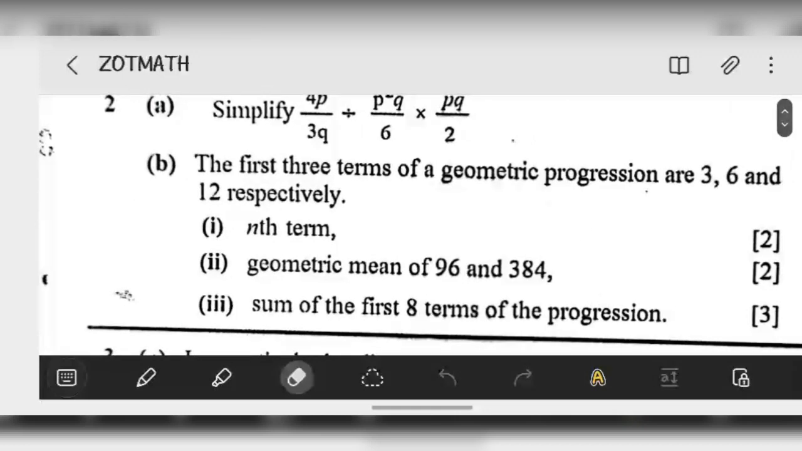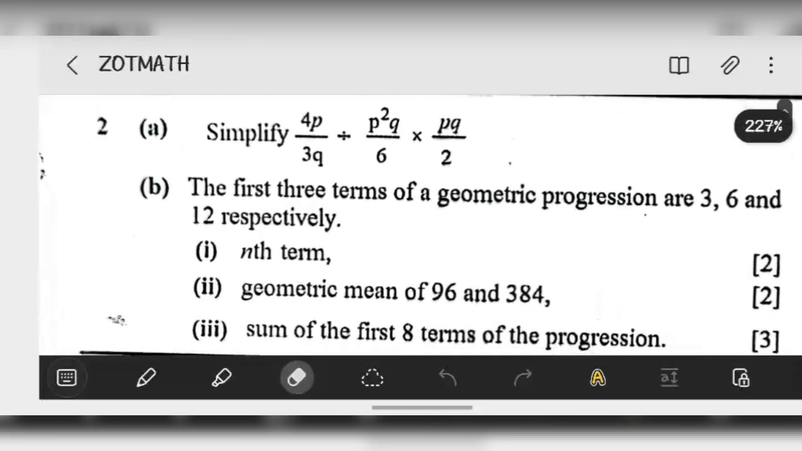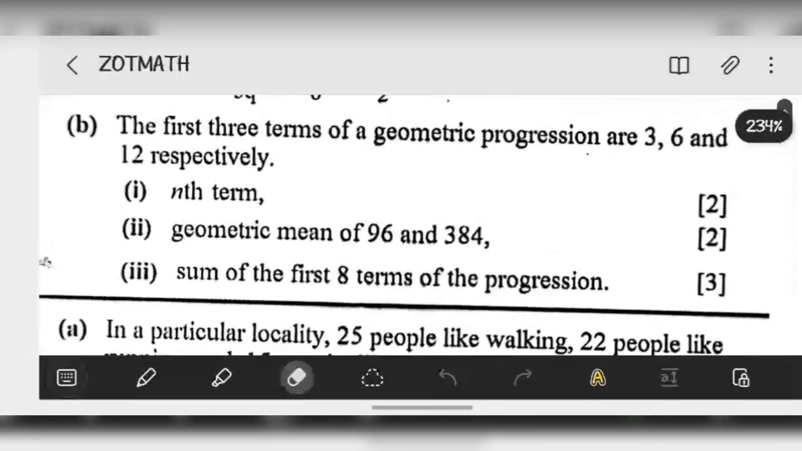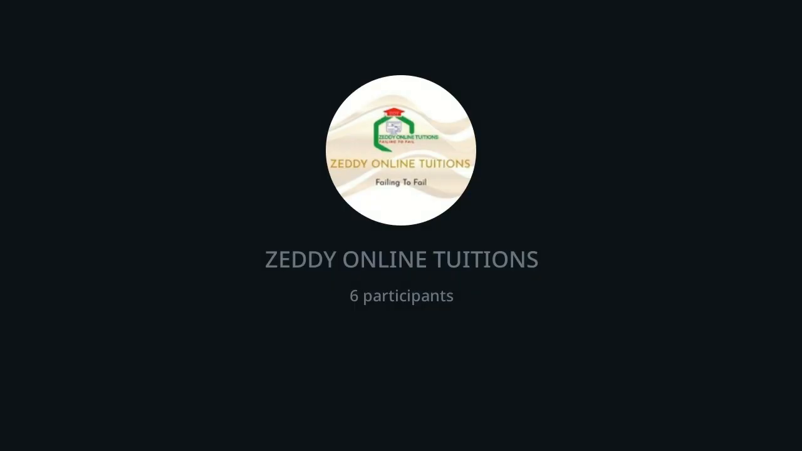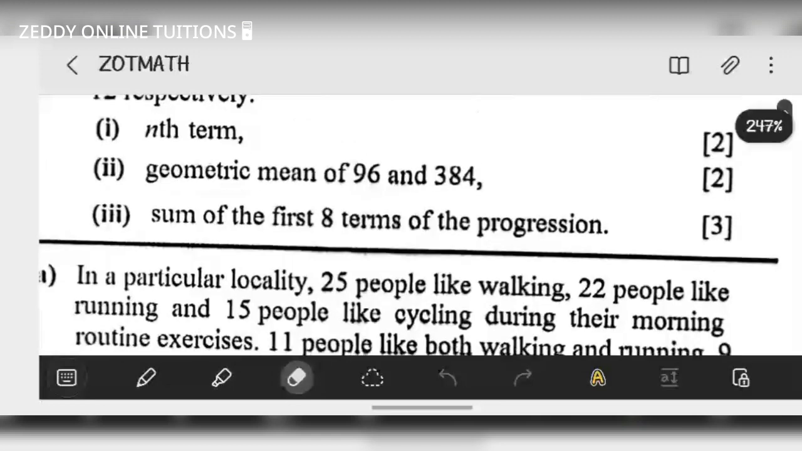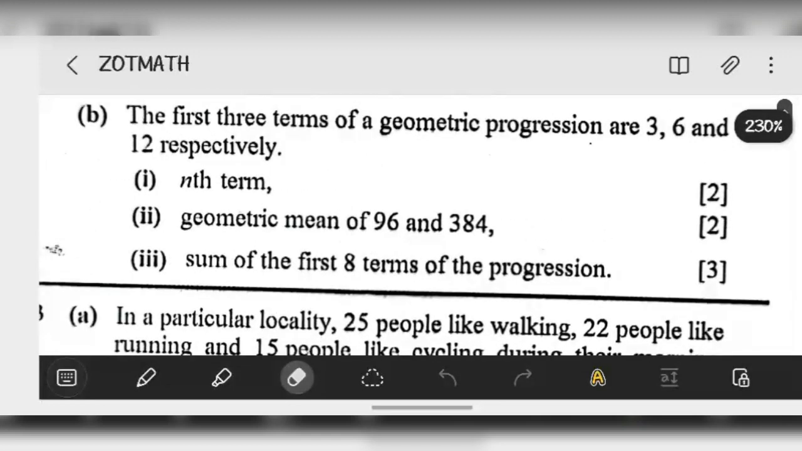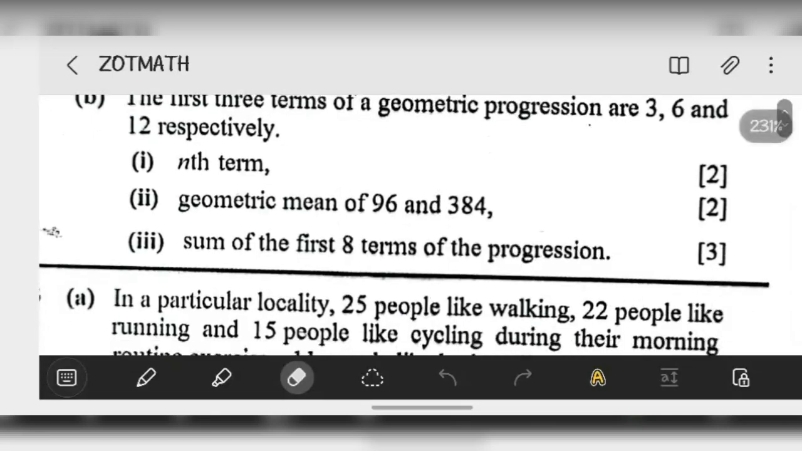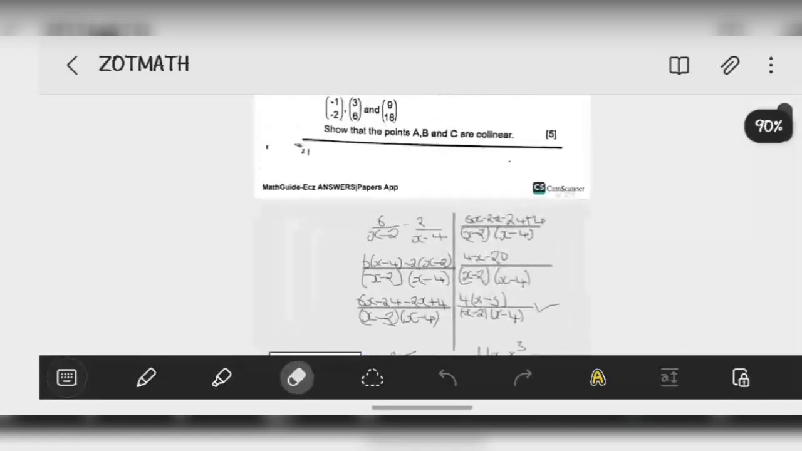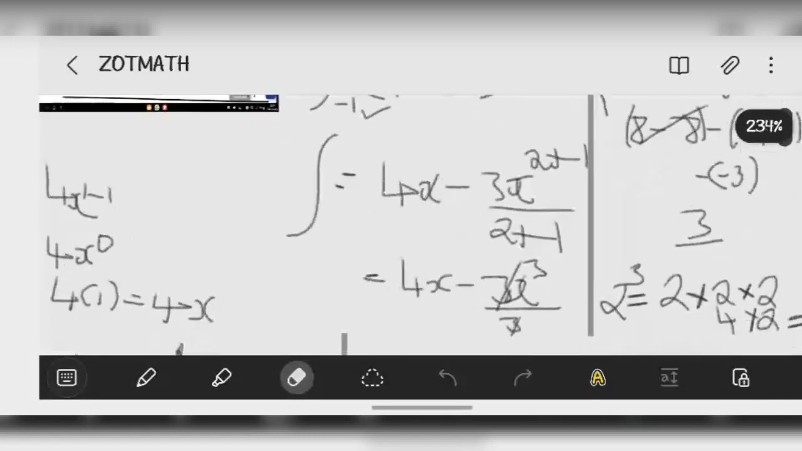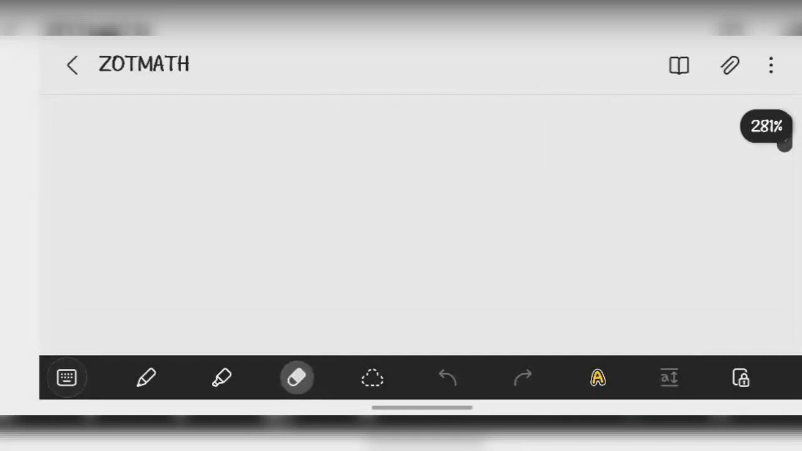So now we are going to continue from question 2B, where the question says the first three terms of a geometric progression are 3, 6, and 12 respectively. These are the terms of this GP. The first question says we need to find the nth term. What do we do for us to find the nth term? That is the question we need to solve right away. Let's start solving it.